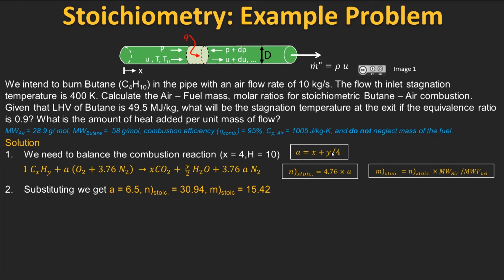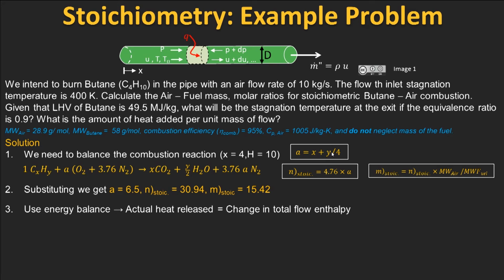Next, we are asked to calculate the stagnation temperature at the exit. In order to calculate this, we need to enforce an energy balance. That is, the actual heat released due to combustion should equal the change in total enthalpy of the flow. To evaluate actual heat released, we need to use information given regarding the equivalence ratio and the combustion efficiency. Since equivalence ratio is 0.9, the mass-based air-fuel ratio M will be different from that at stoichiometric proportion and is given by M equals M at stoichiometry divided by the equivalence ratio phi, as we have learned before. This comes out to be 17.13.